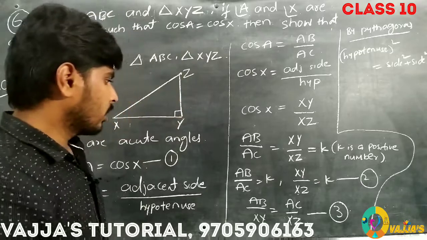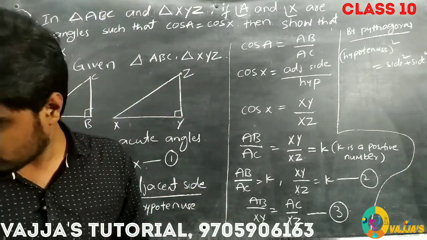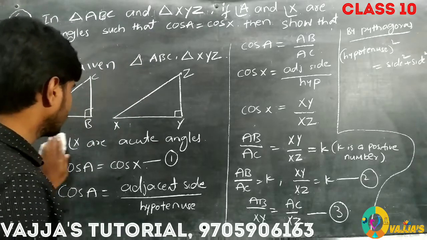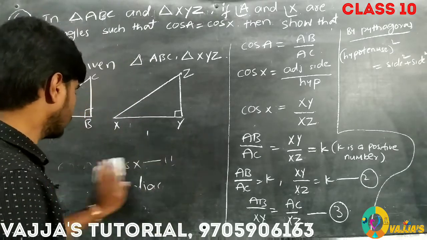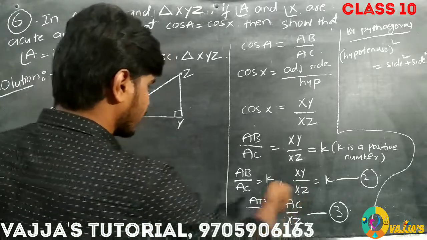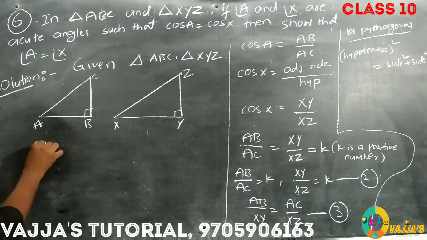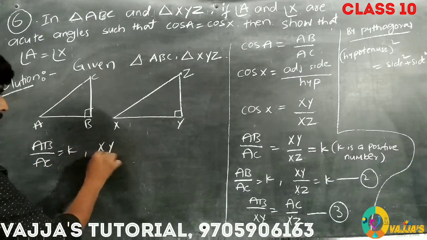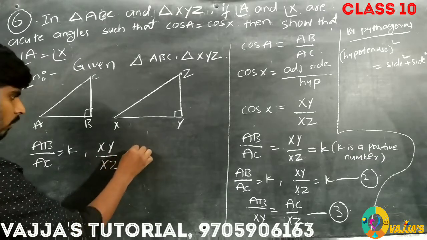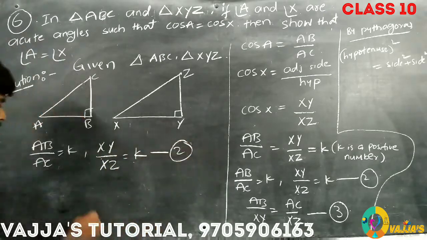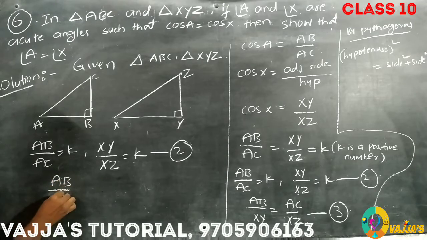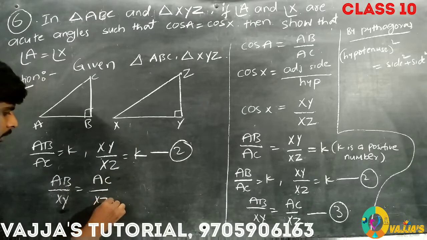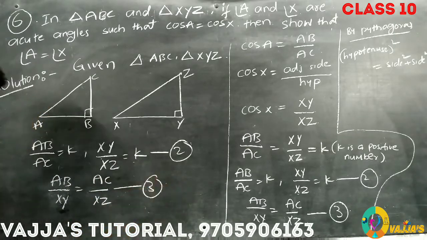There is not sufficient space, so I am going to erase this and write equation 2 and equation 3 here. AB by AC equals K and XY by XZ equals K. This is equation 2. And equation 3, I am also writing: AB by XY equals AC by XZ.